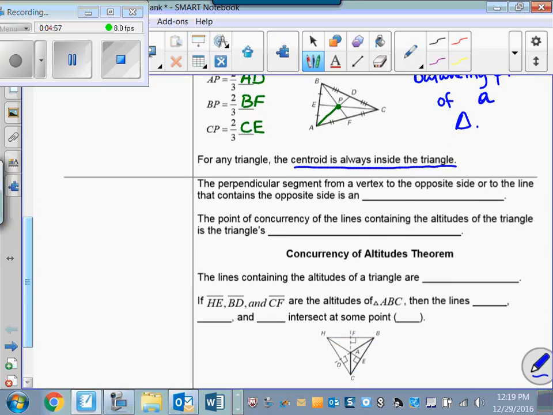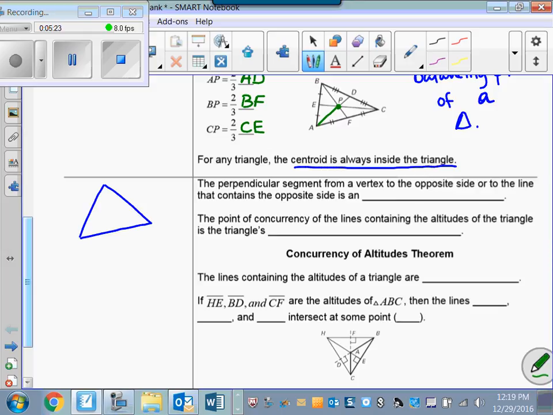Okay, let's move on from the centroid now, exciting as it may be, and talk about the perpendicular segment from a vertex. So let's take another triangle here. A perpendicular segment from a vertex to the opposite side, or to the line that contains the opposite side. We'll get to that, the line that contains the opposite side.